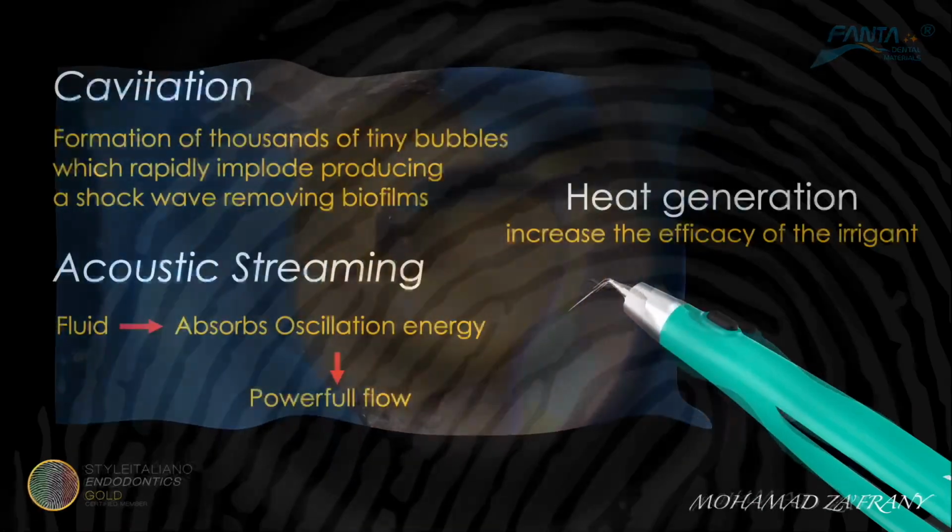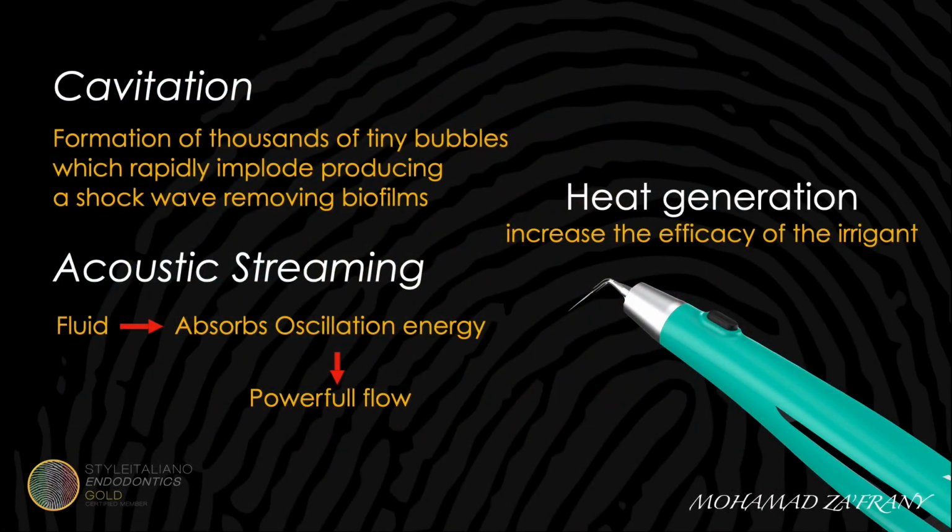So this is what happened inside the root canal system during the ultrasonic activation process. Cavitation, which is the formation of thousands of tiny bubbles, which rapidly implode, producing a shock wave, removing the biofilm. Acoustic streaming: fluid will absorb oscillating energy from the ultrasonic power, which will introduce a powerful fluid flow inside the root canal system, which will help in better debridement. And for sure, the heat generation of ultrasonic will increase the efficacy of the irrigant.